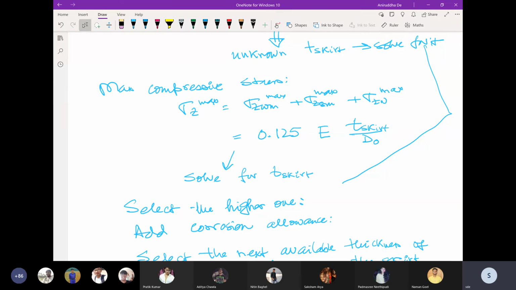Suppose your T skirt thickness, the higher one, turns out to be, let's say, 8.2 millimeter. Okay, then you add 2 millimeter corrosion allowance, so it becomes 10.2 millimeter. Then select the next higher standard thickness available in the market, that is 11 millimeter. So in that case, you select a metal sheet of 11 millimeter and fabricate the skirt support using that.